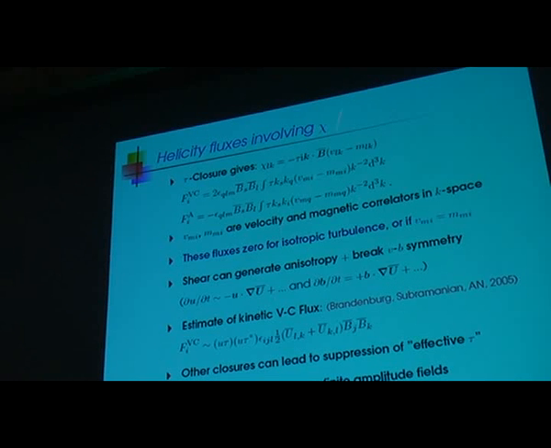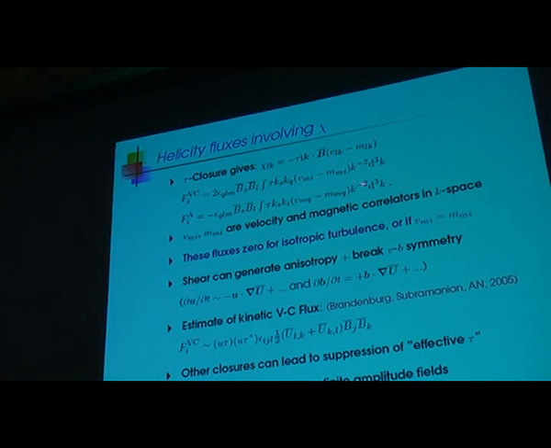Now, the flux involving this chi, this cross correlation between the velocity and the magnetic field, can really be sorted out only if you assume some closure. For example, if you assume the tau kind of closure, then in the simplest case, this cross correlation can be rewritten in terms of velocity correlations and magnetic field correlations. You can plug this in here.